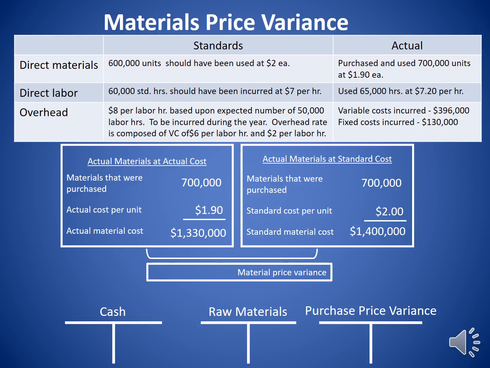Our actual costs for overhead were variable costs of $396,000 and fixed costs of $130,000 incurred during the year. Now we're going to do the calculations, and at the same time I'm going to show you the journal entries that accompany the calculations.